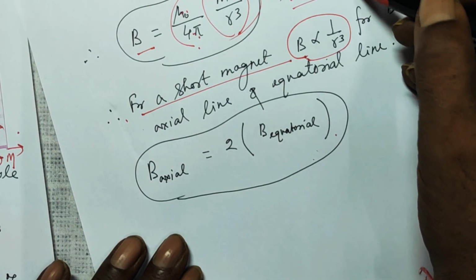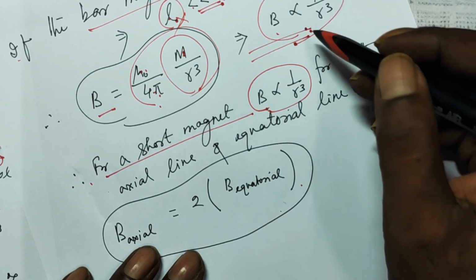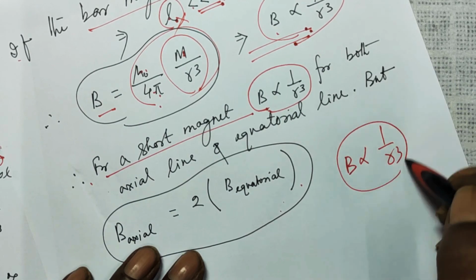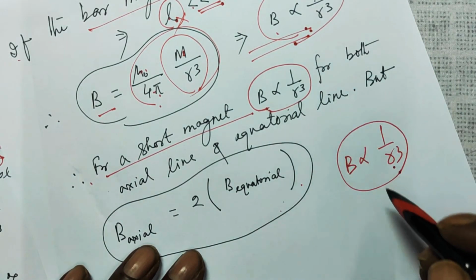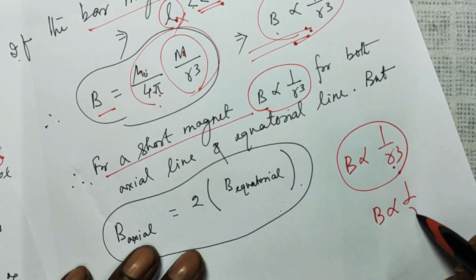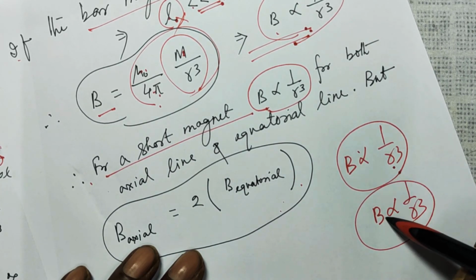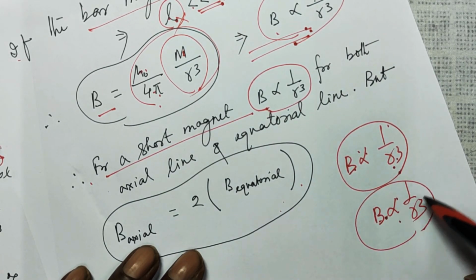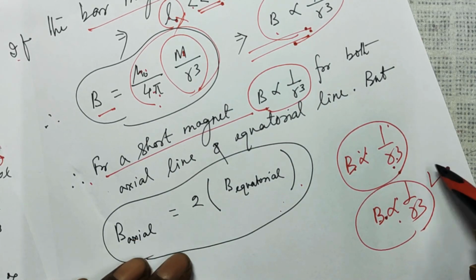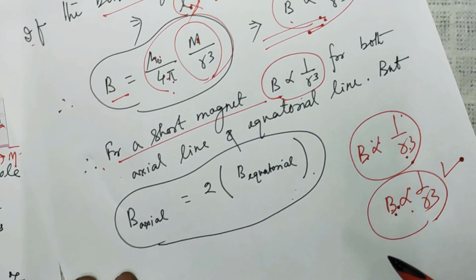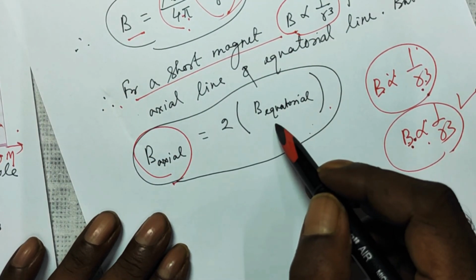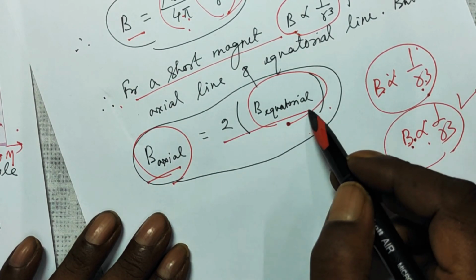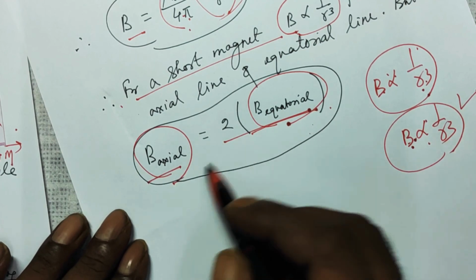For a short magnet, I repeat, in the previous lesson I derived that B is proportional to 1 by R cube on the axial line. And on the equatorial line also now I derived B is proportional to 1 by R cube. As far as proportionality is concerned, in both the cases B is proportional to 1 by R cube. But that does not mean they are equal. If you look at the final expression of B axial and B equatorial for a short magnet, this is equal to 2 times this.